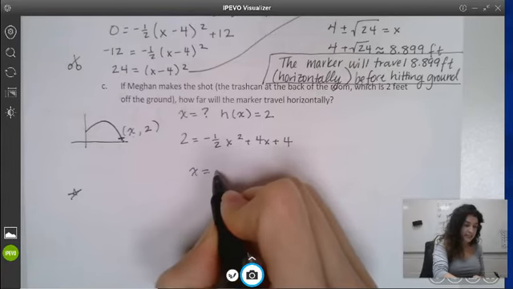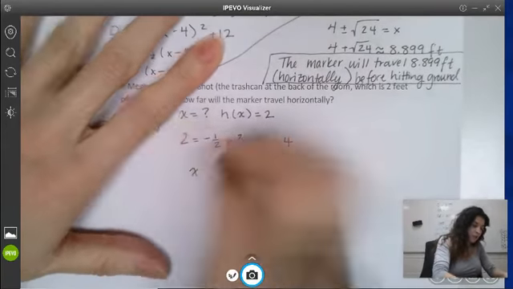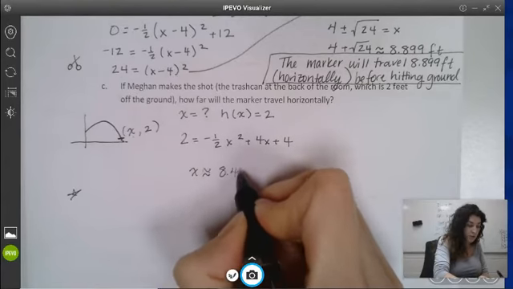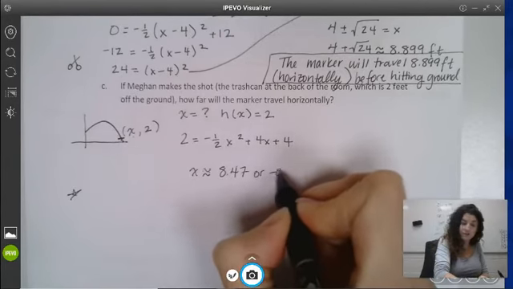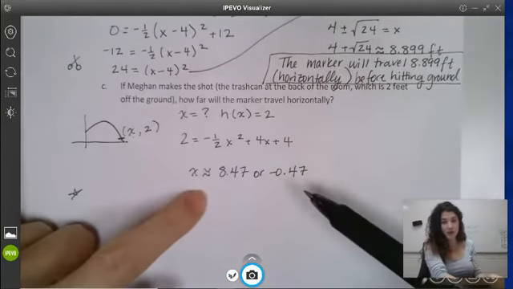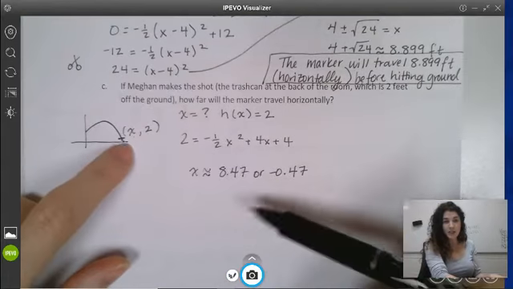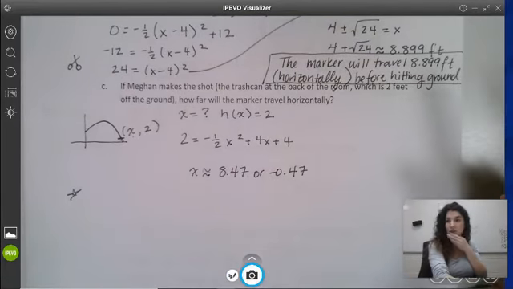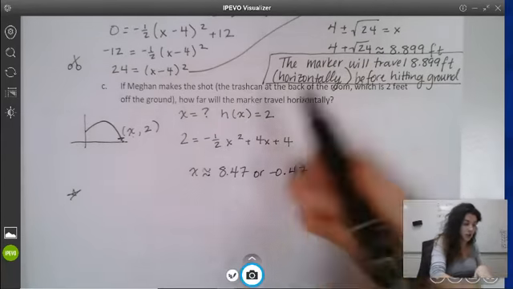What we get is x is about 8.47 or negative 0.47. Again, we are not going in the negative direction. We're only talking about your positive value. So that's how far it traveled horizontally before making it to the trash can.